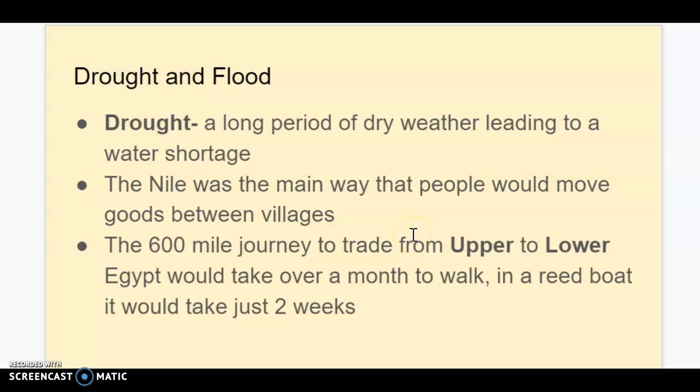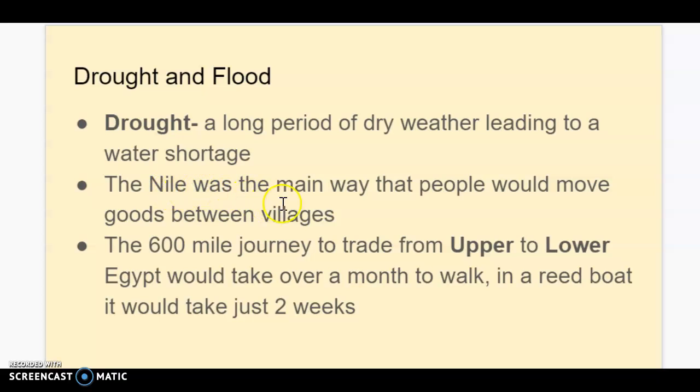So, drought and flood. Okay? A drought is a long period of dry weather, or a long period of not enough moisture, rain, that leads to a water shortage. A drought is a water shortage, but it's not like, well, it didn't rain for 4 days, so we're in a drought. No, this summer we had a drought. It didn't really rain for several months. And that was a drought, and now we're getting all that rain back. That's why it's been pretty wet lately.